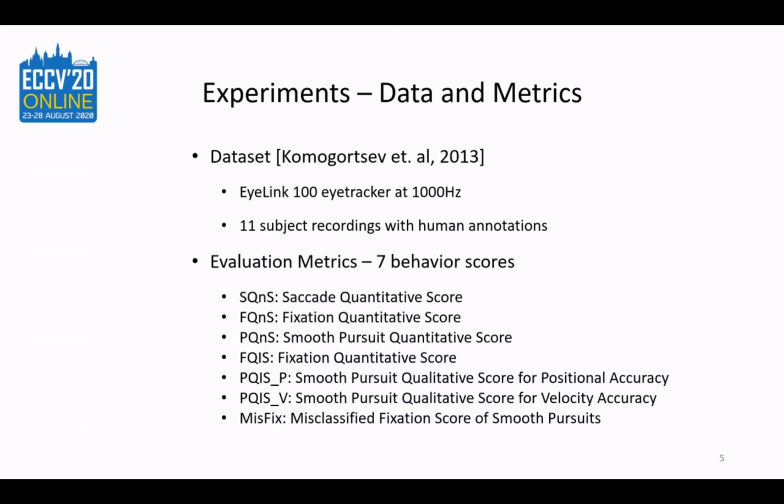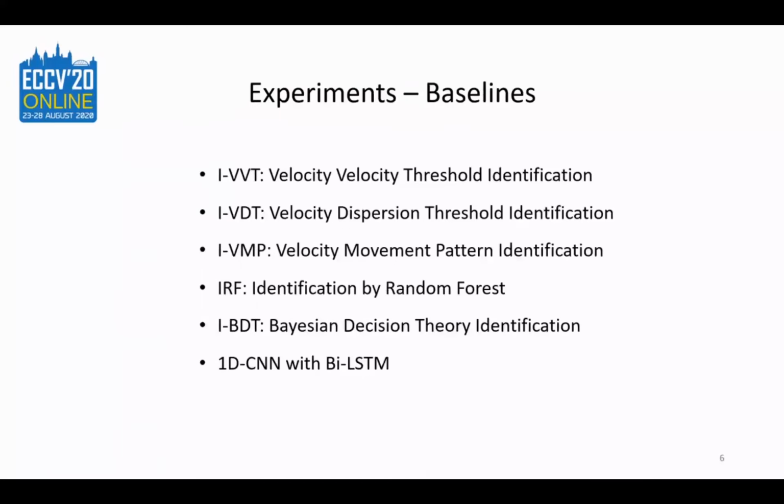Next, we continue to present the experimental part of this work. We use the eye tracking dataset recorded from the previous research work for experiments. 7 different behavior scores are used as quantitative evaluation metrics for our experiments. We compare our proposed hierarchical hidden Markov model with 6 other baselines: IVVT, IVDT, IVNP, IRF, IBDT, and 1D CNN with bidirectional LSTM. Among these 6 baselines, 3 of them are threshold-based methods, while others are learning-based.